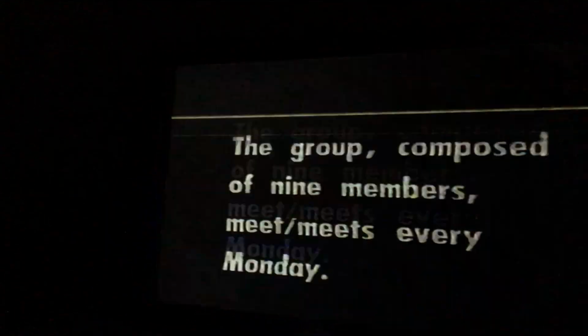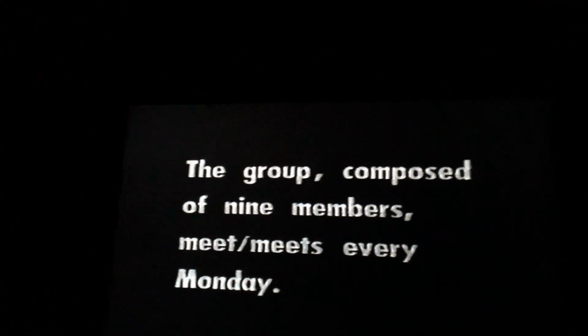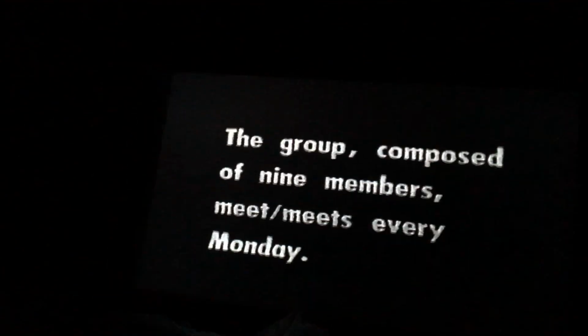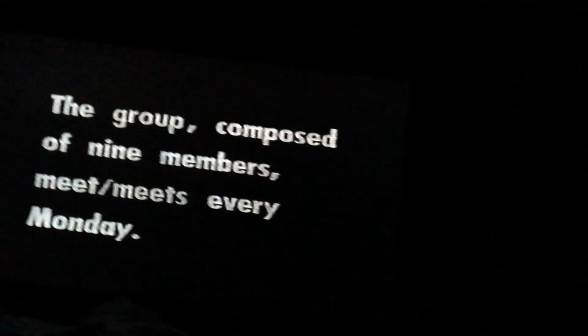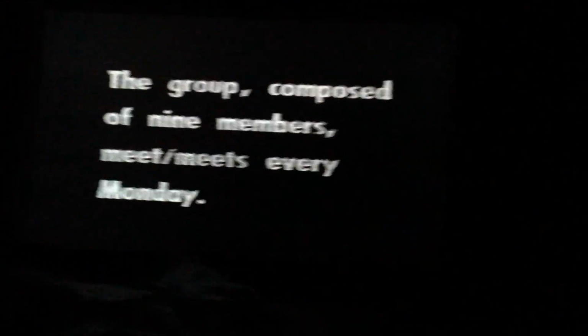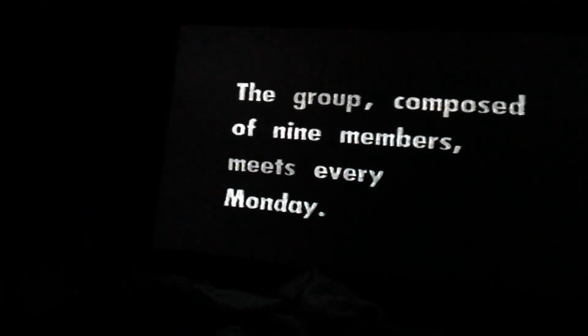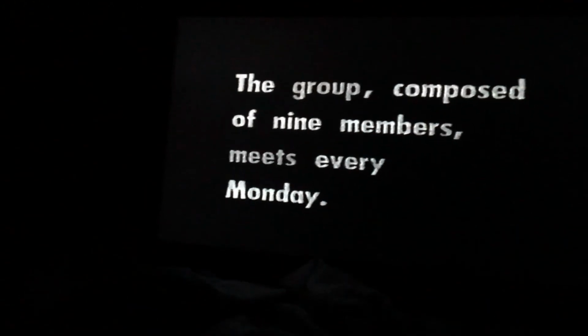Okay, that is 2 right and 2 wrong, which is not so hot. You do the next one, it's the tiebreaker. The group, composed of 9 members, meets every Monday. Meets. Even though there are 9 members, there is only one group. Group is a singular subject, so you need the singular form of the verb.